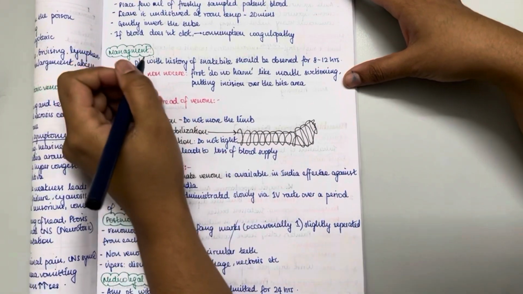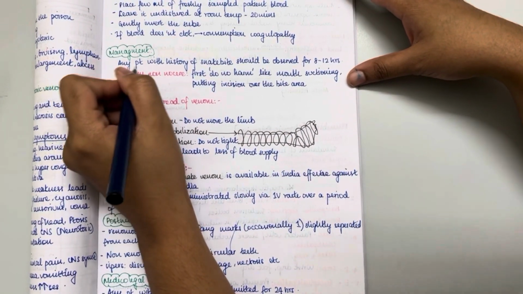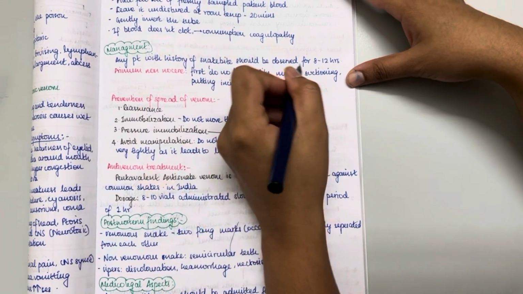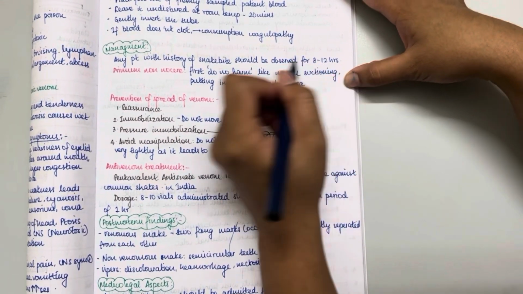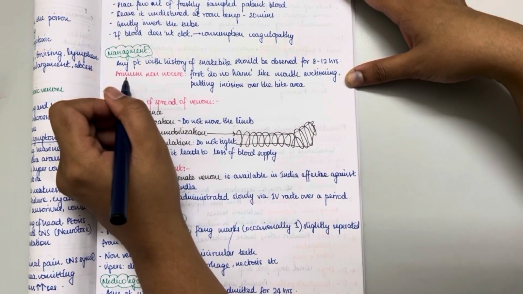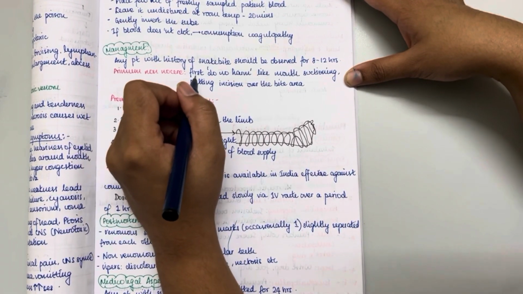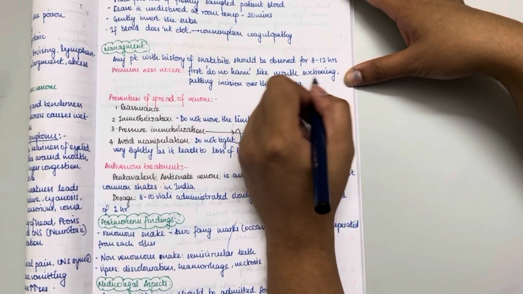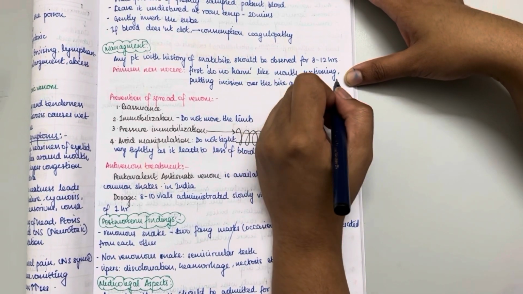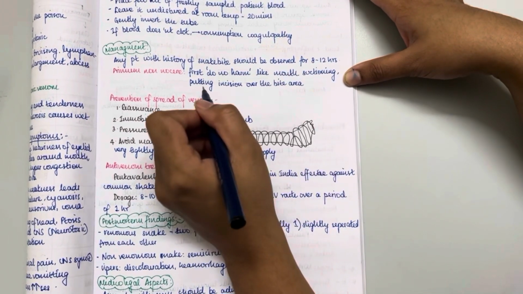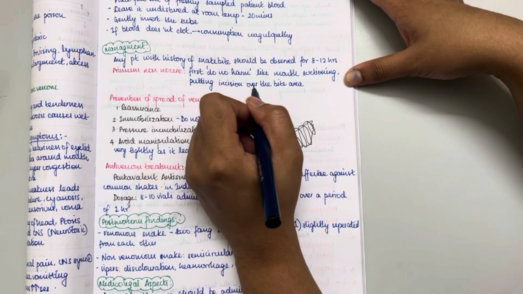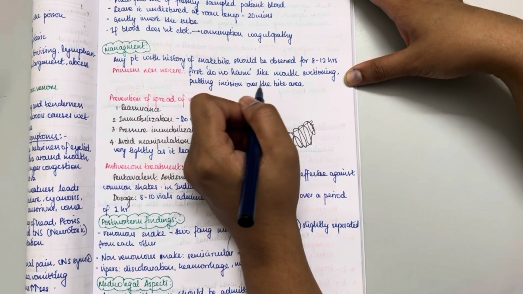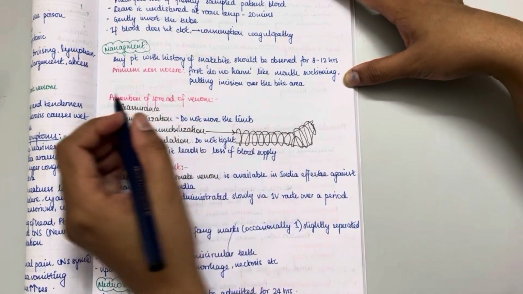So next, let us see about the management. Any patient with a history of snake bite should be observed for 8 to 12 hours. The first thing is primum non nocere, which means first do no harm. Generally in village and rural areas, people do mouth sucking, putting incisions and making it bleed, and such things should not be done.